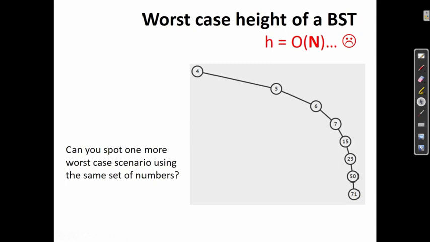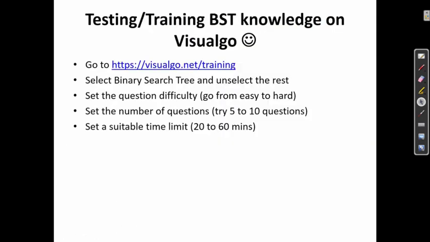Insert the opposite way: first 71, then 50, 23, then everything is skewed to the left. Of course we can do better in the next lecture. So basically that's it for this lecture. Continue your training on BST.